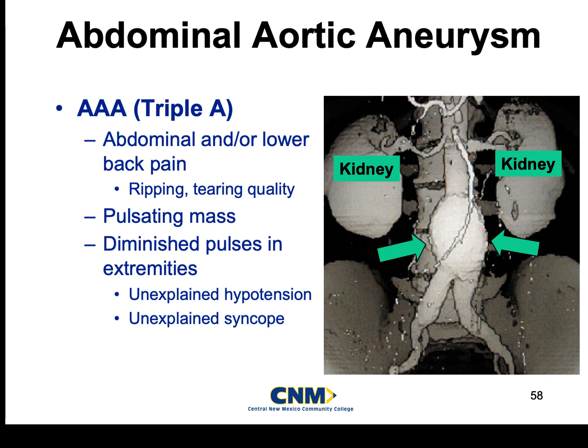And again, you guys can feel for diminished pulses in the extremities. It could also be an unexplained hypotension or some kind of unexplained syncope as well. And again, I want to throw this in there specifically for AAAs: you could have temperature variances in the lower extremities. That left leg might be cooler than the right, or the right leg might be cooler than the left, vice versa, whatever. But you could have those temperature variances in the legs.